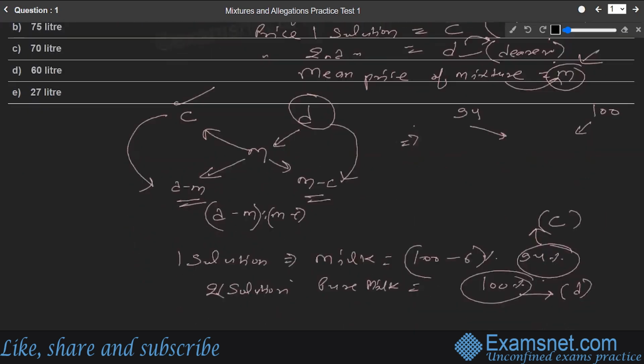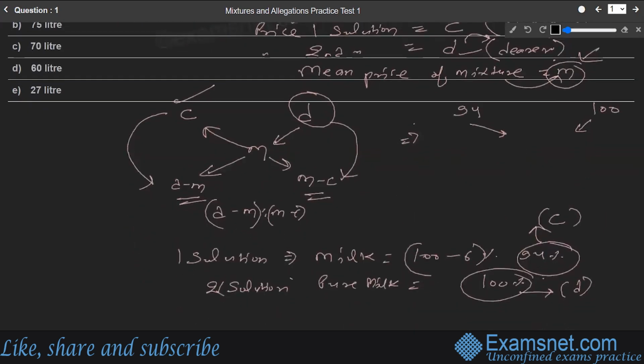So if the water content should come down to 1%, then milk content should be how much? In the remaining part, if the water content is 1%, then milk content will be nothing but 100 minus 1%, that is 99%. So the mean that we want to make out of the two, 94 and 100, is 99. Okay, 99% milk should be there. This is what we want to make.